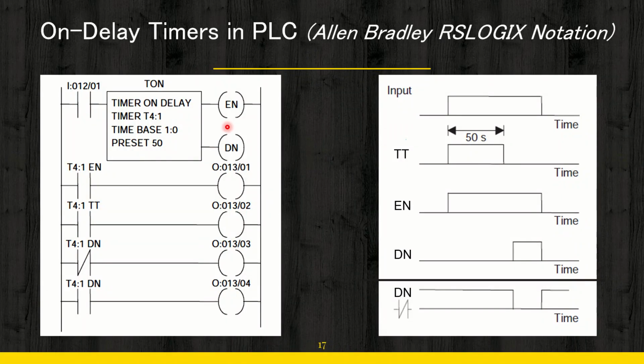You can see here, this is the input signal, and as we have told, the preset value is 50, the time base is 1. So the delay that is going to be generated is 50 seconds. Now you can see that the accumulator value will go from 0 up to 50. For this entire 50 seconds, this TT will remain on. Once this 50 seconds is over, the TT is going to be off.